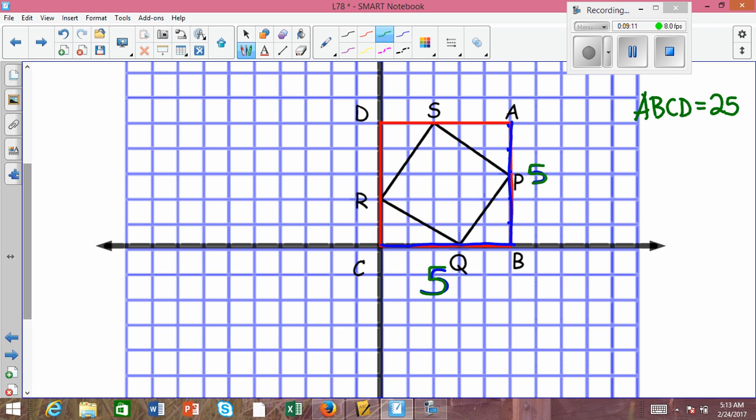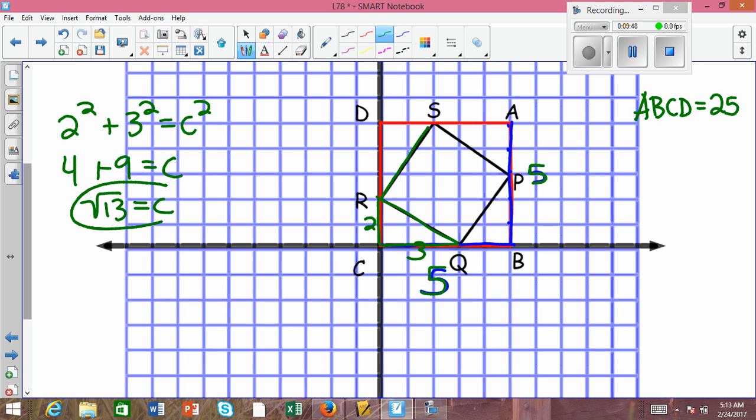Our next job is to find the area of this square. So what are we going to have to do? We're going to have to find those side lengths. So here, like I taught you in the last one, 1, 2, 3, this is a 3, this is a 2. Here we can't use the rule of 45, 45, 90. So we actually need to go through 2 squared plus 3 squared is equal to C squared. So we get 4 plus 9 equals C squared, so we end up with the square root of 13 equals C. There's one side length.